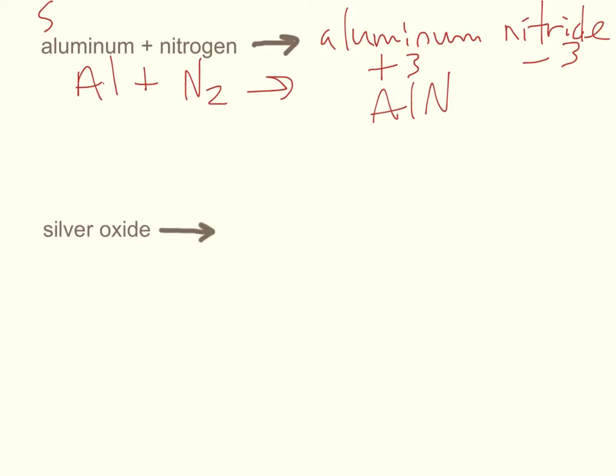Let's check and make sure we don't need to balance this. 1 aluminum here, 1 aluminum here, 2 nitrogens here, 1 here, so I definitely need to balance this. That means I need to put a 2 there. That gives me 2 aluminums now, so I need to put a 2 there. Now I'm balanced. Pretty simple.